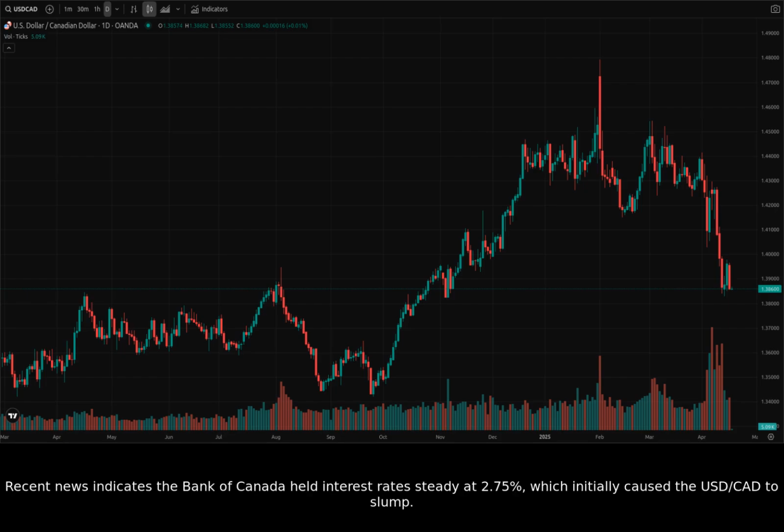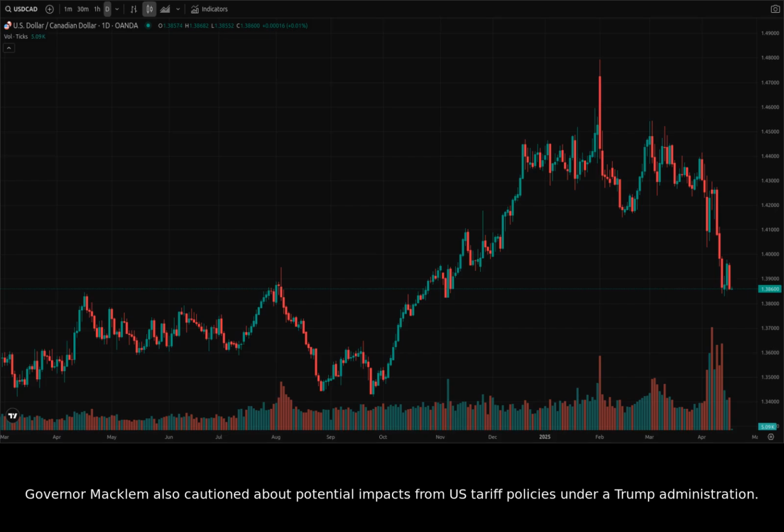Recent news indicates the Bank of Canada held interest rates steady at 2.75%, which initially caused the US dollar to rise and the Canadian dollar to slump. Governor Macklem also cautioned about potential impacts from U.S. tariff policies under a Trump administration.